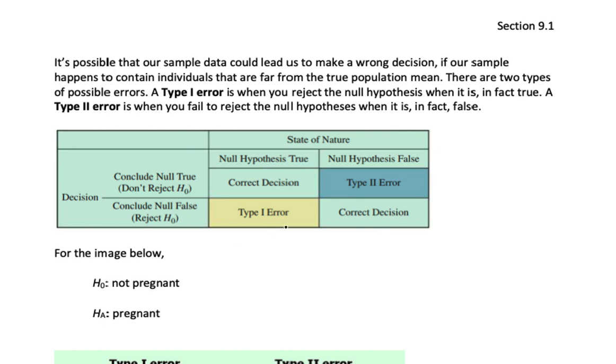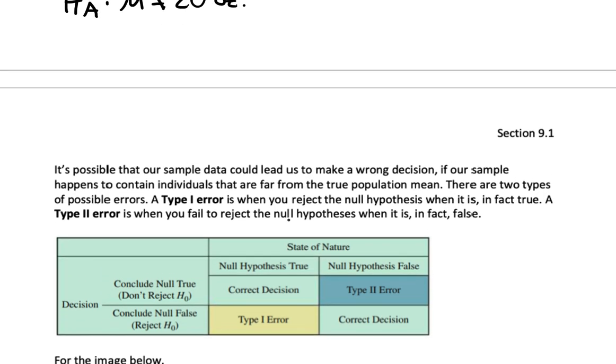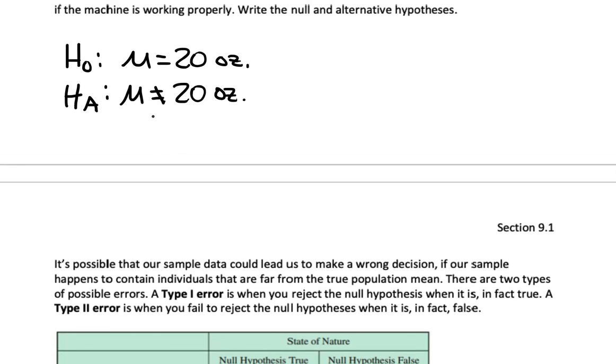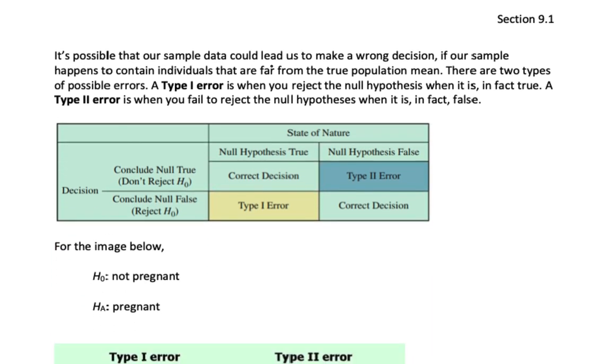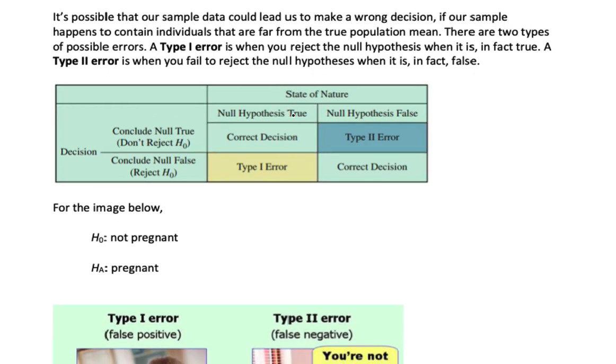So if the machine was actually working properly, but my boxes all happen to be underfilled, then I would reject the null hypothesis, but the null hypothesis was actually true. If the null hypothesis was actually true and I rejected it, I have made a type 1 error. So looking at this chart, there are 4 possibilities here.